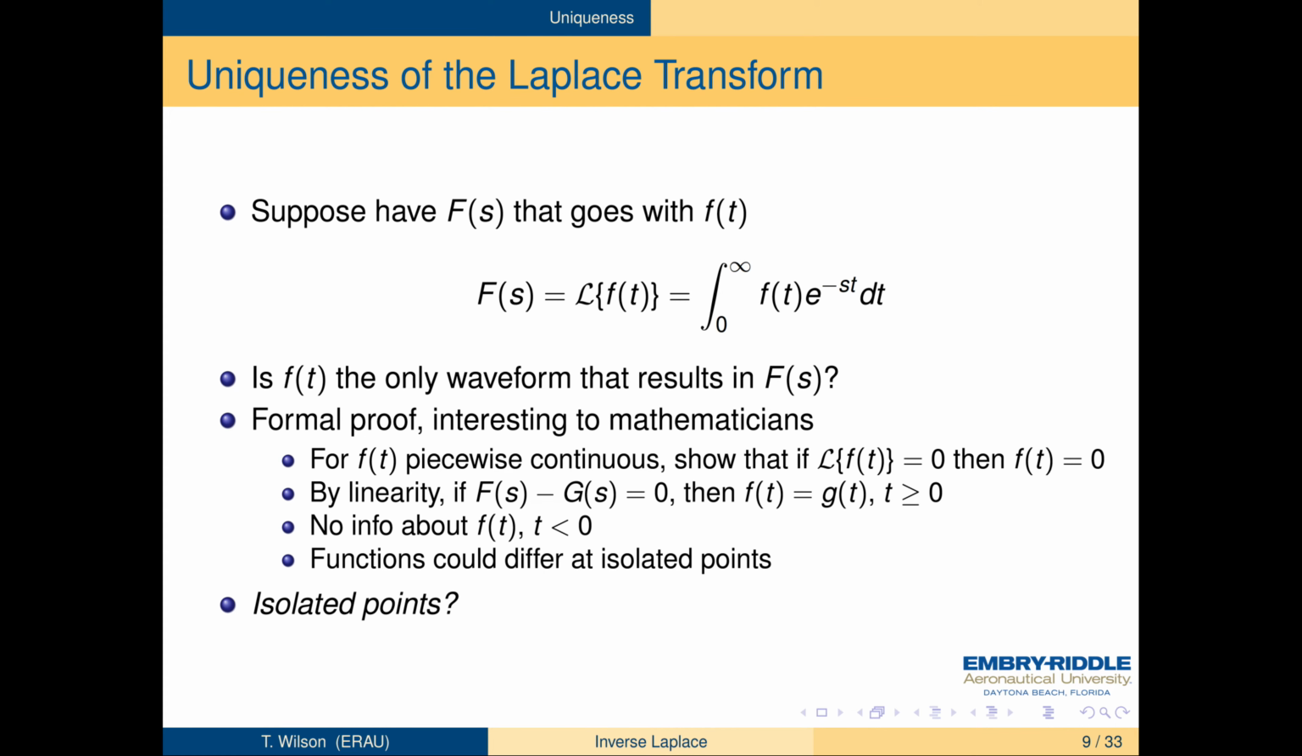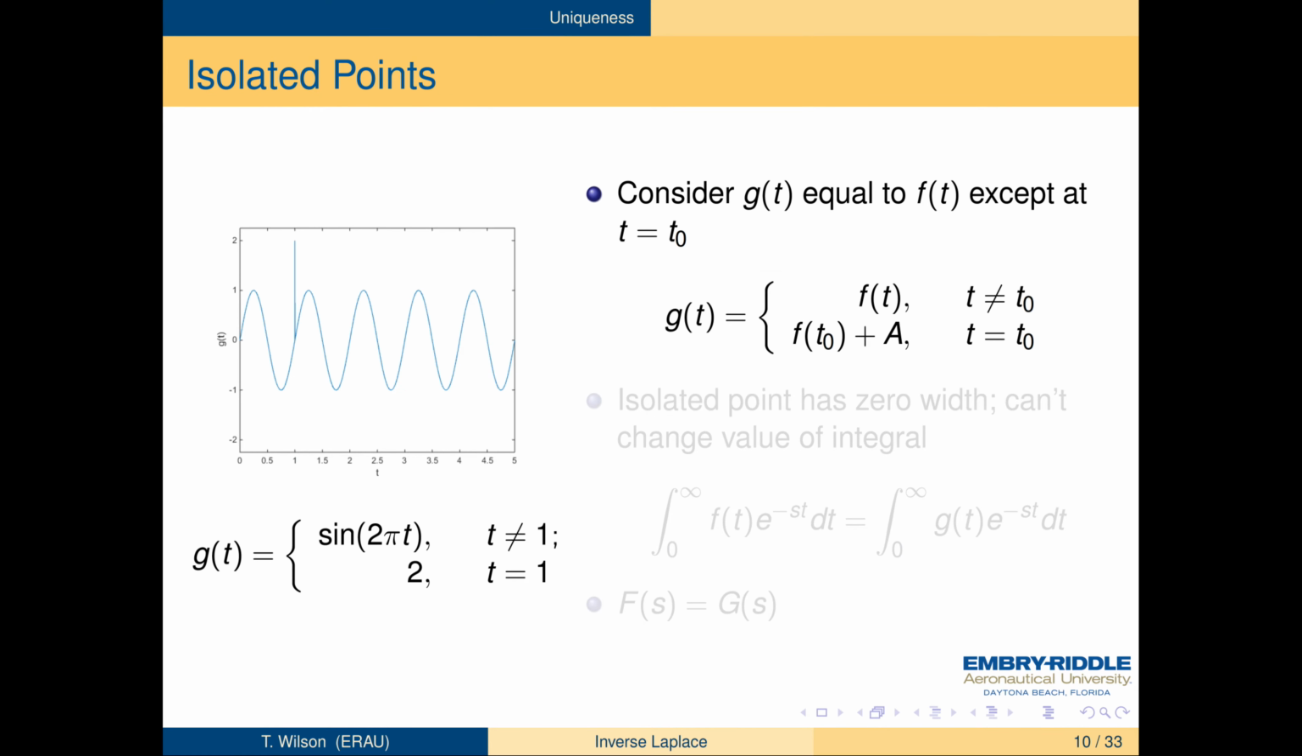What are these isolated points? Consider two waveforms that differ only at a single point. That single point is called an isolated point. In the example to the left, the waveform is sine 2 pi t everywhere except at t equals 1, where the waveform has been assigned the value of 2. This is perfectly fine as far as the definition of a function goes. The function assigns a value in its range to every point in the domain.